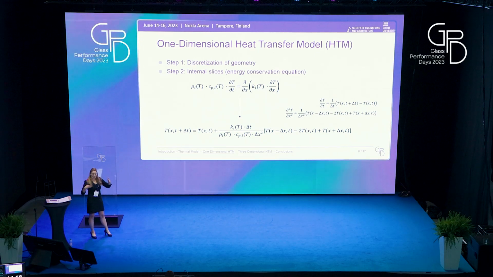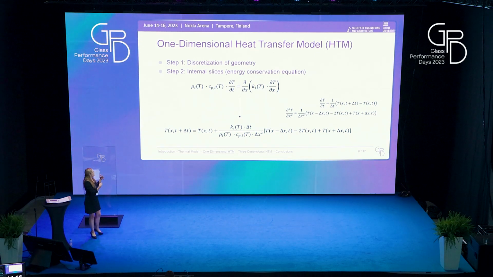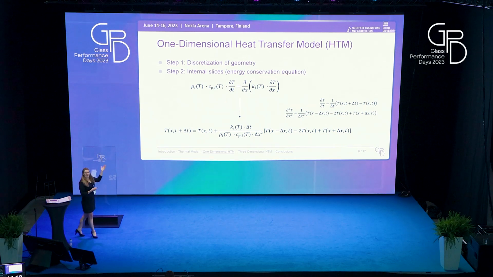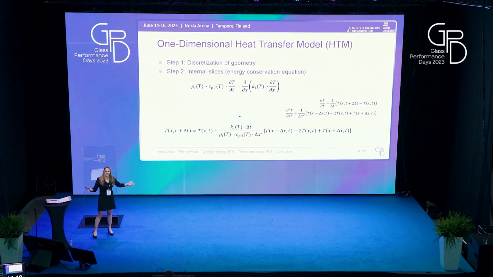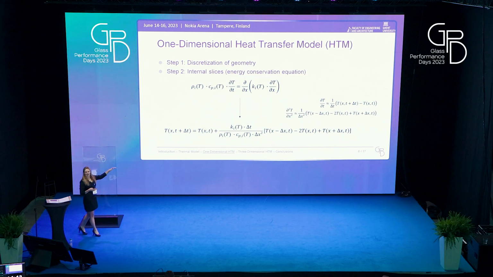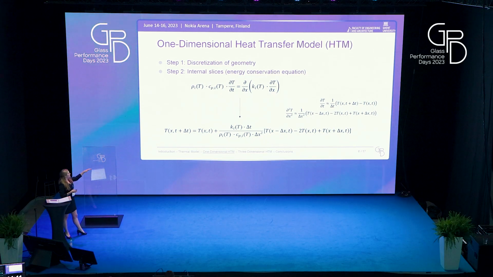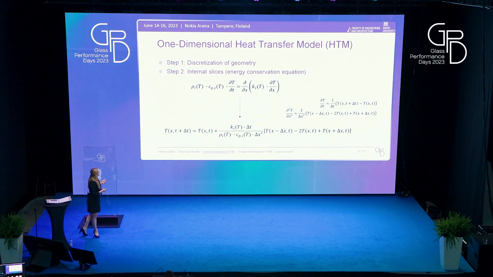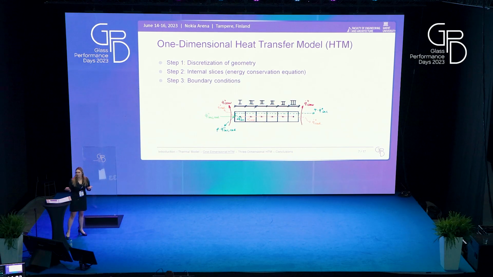And then for your internal slices, you have some kind of an energy conservation equation. It's a differential equation, but because you discretize the geometry, you can approximate it with finite differences, and you can come up with a formula at the bottom, which gives you the temperature evolution in time, in space, for the internal slices. Of course, there are also boundary conditions.